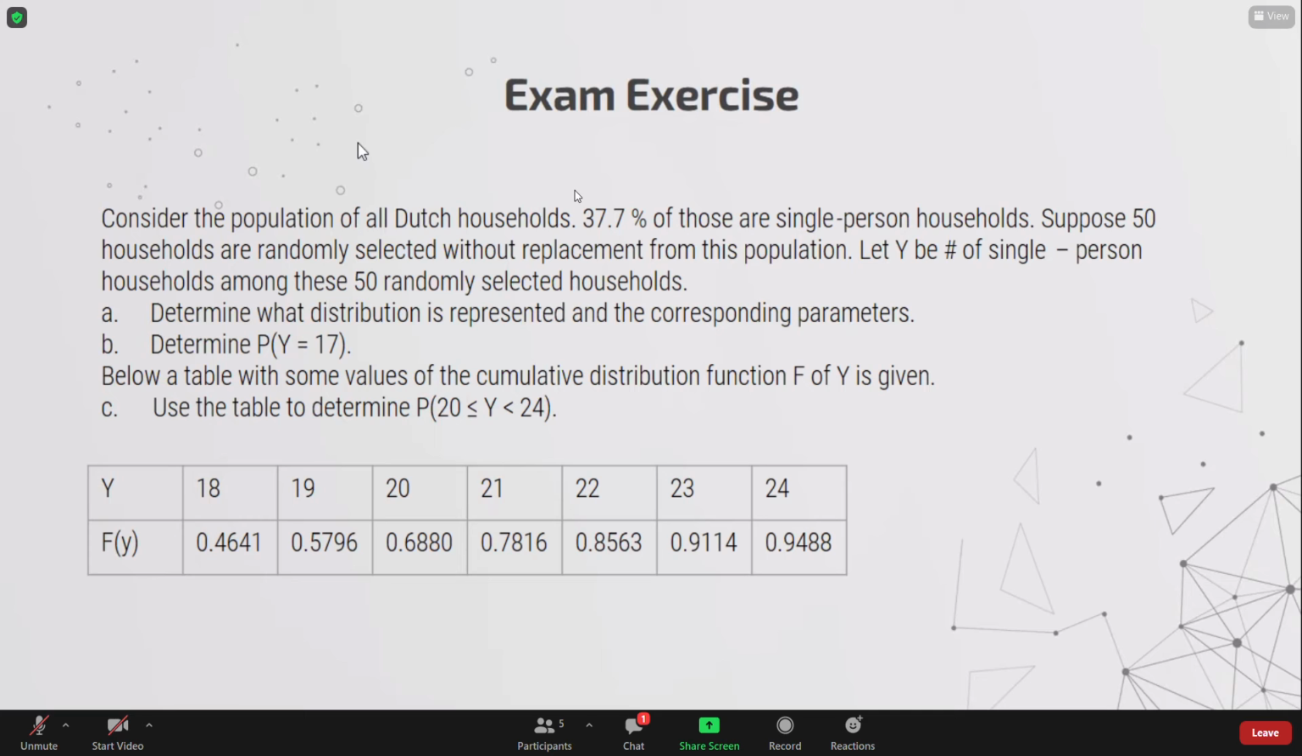We have to consider the whole population of Dutch households, and we know that 37.7% of them are just single person. Suppose we're taking only 50 households, which are randomly selected from the whole population. And Y is the number of single person households among our sample of 50. So we have to determine what would be the distribution, presented with the parameters for the distribution. We had a similar question just a few slides back.